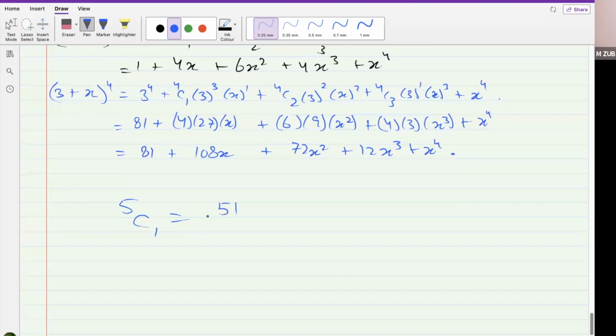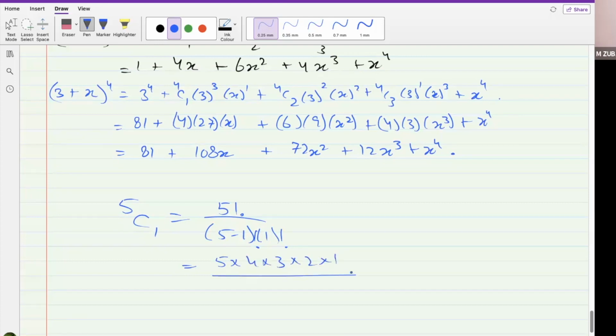So it is 5 factorial over (5 minus 1) factorial into 1 factorial. 5 minus 1 is 4. So that is 5, 4, 3, 2, 1 in the numerator, and in the denominator, because of this 1, it is 4, 3, 2, 1. So all of this goes away and you're only left with 5.